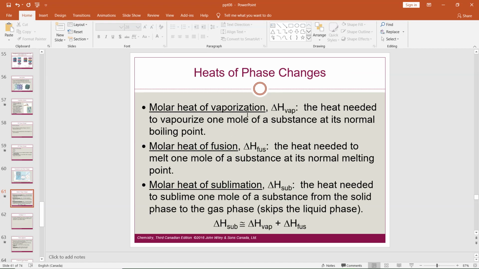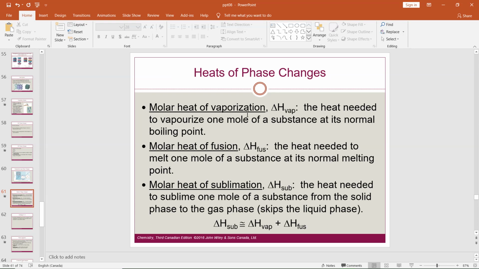We have the molar heat of vaporization, which is how much energy is needed to vaporize 1 mole of a substance at its normal boiling point, which is 1 atmosphere. Actually not 1 bar, but still 1 atmosphere. So that's a relic of the old system.